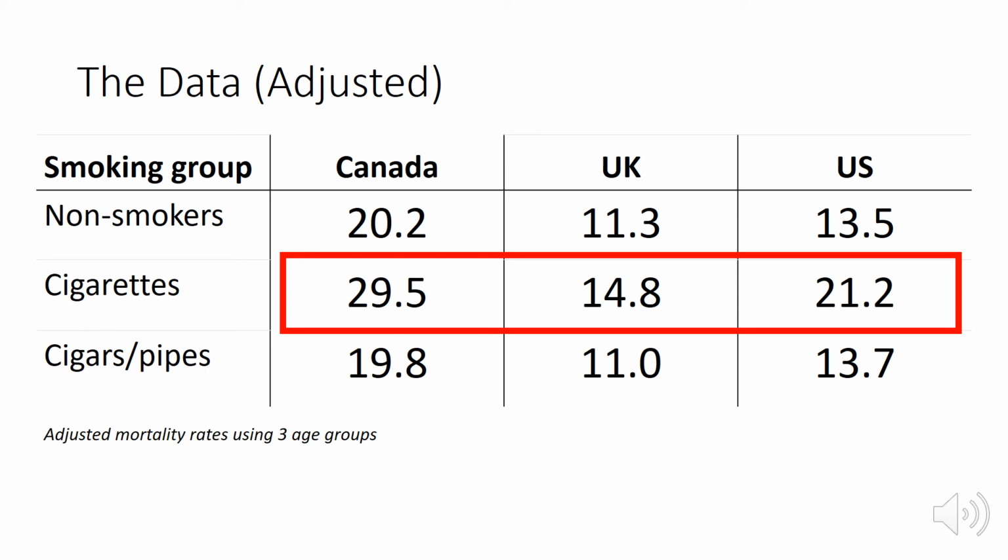And now we see, now that we've adjusted using the 3 age groups we had, now we see that cigarettes have a much higher mortality rate across countries. Suggesting that, yeah, it is bringing the smoke and the tar and all the other chemicals into your lungs that's causing the lung cancer and killing people off. Questions so far?